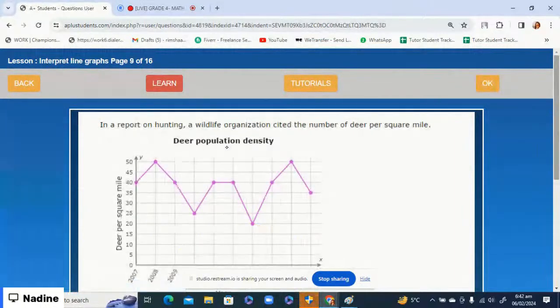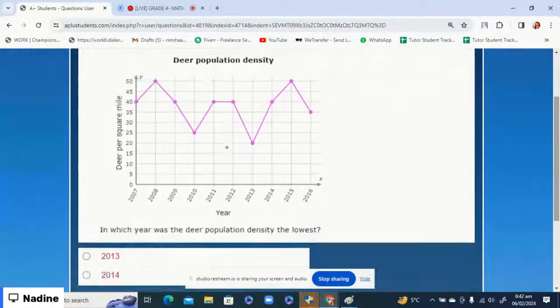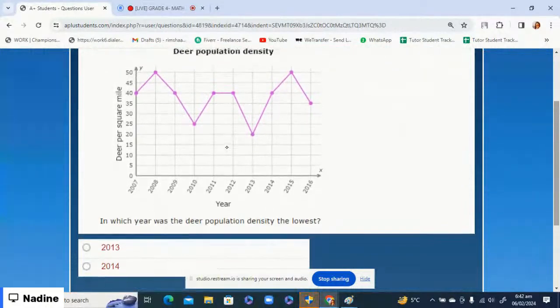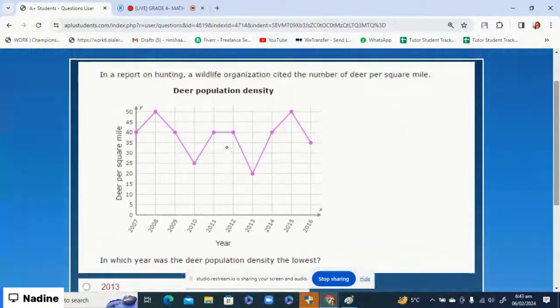Let's do two or three more questions and then we'll finish up the session. In a report on hunting, a wildlife organization cited the number of deer per square mile. In which year was the deer population density the lowest? Just in two or three minutes. Okay, the deer population density and the years are given, and the deer population is in the form of deer per square mile. So, in which year was the deer population density the lowest? Check for the lowest one.